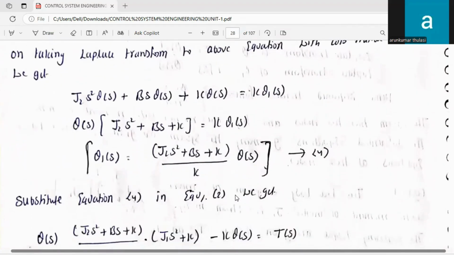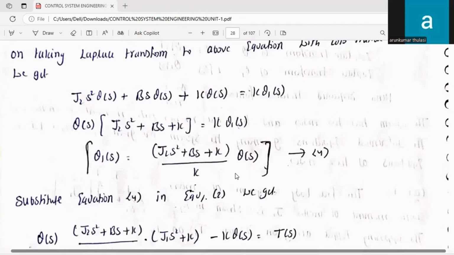So from this equation, we have to get the expression of theta 1 of S in terms of theta of S. Theta 1 of S equals J2 S square plus bS plus K divided by K into theta of S. Now, represent this as equation 4. So finally, we have solved the two differential equations for both elements J1 and J2. By solving these two equations, we can obtain the transfer function.